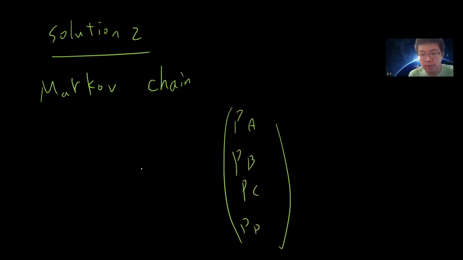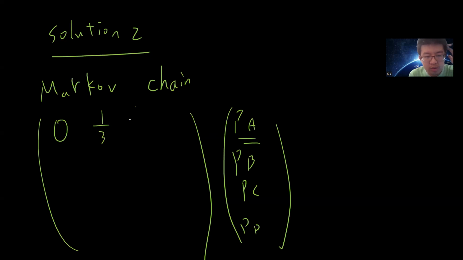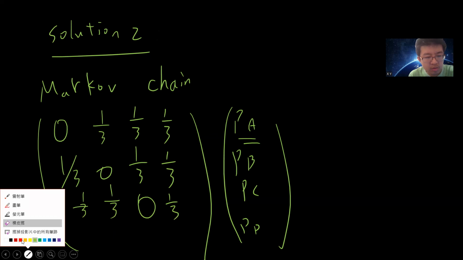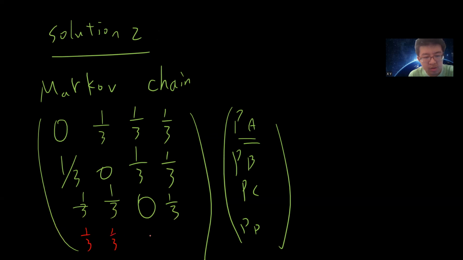We have four states, and our transition probability is that at PA I have no way to stay, right? I must go to B, C, D. So it's 0, 1/3, 1/3, 1/3, and then the rows for PB, PC, and PD. Okay, so this is ABCD.